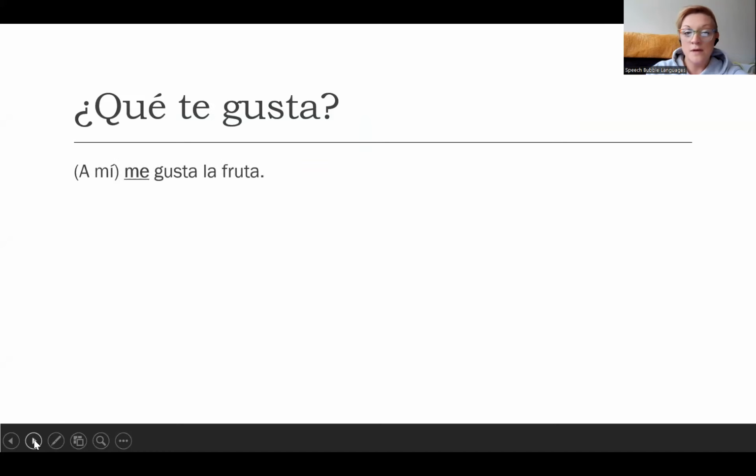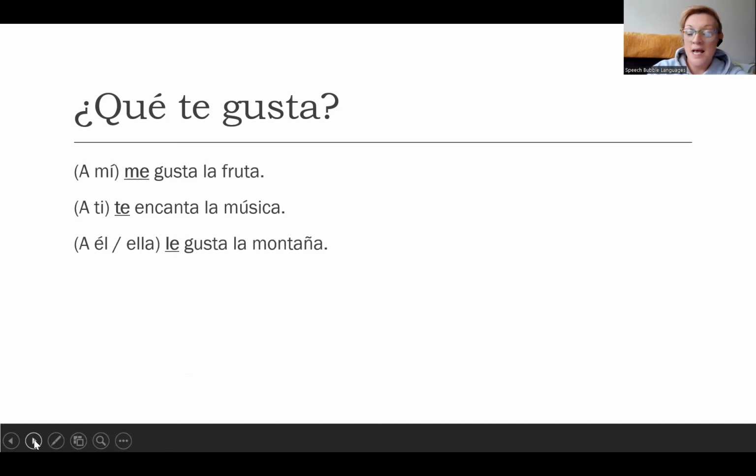Most of us are familiar with this top one. Me gusta. A mí me gusta la fruta. I like fruit. When we talk about other people, though, let's make sure we're happy with the full conjugation of the verb gustar. Te encanta la música. A ti te encanta la música. You love music. Le gusta la montaña. He or she likes the mountain. A él, a ella, le gusta la montaña.